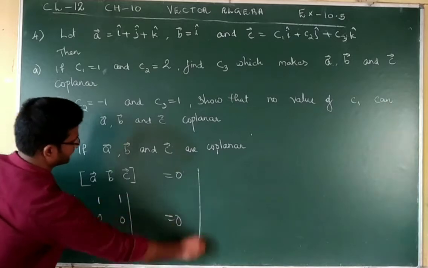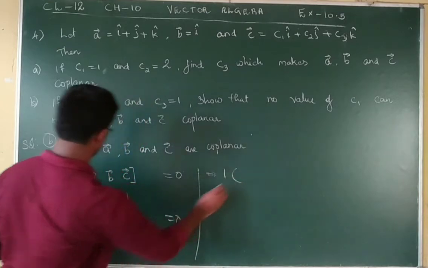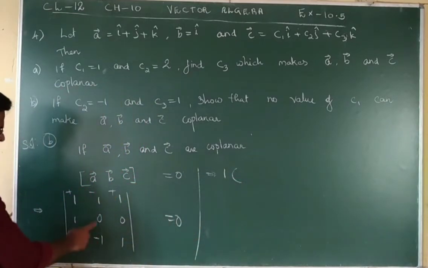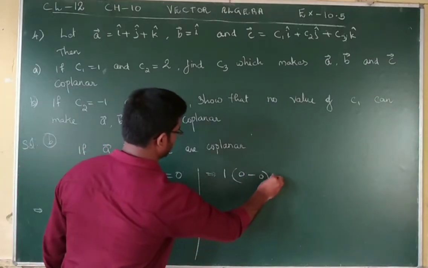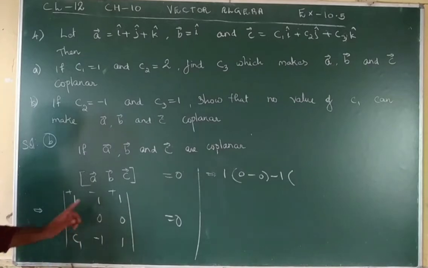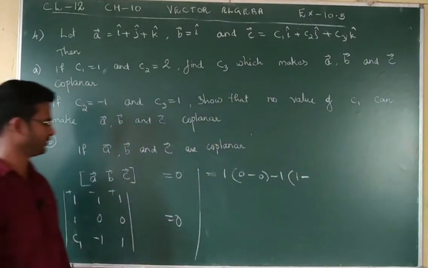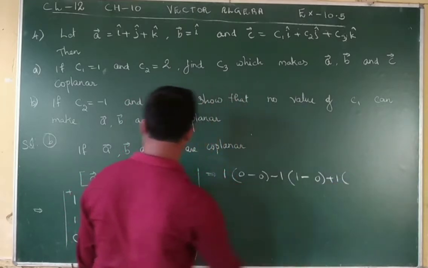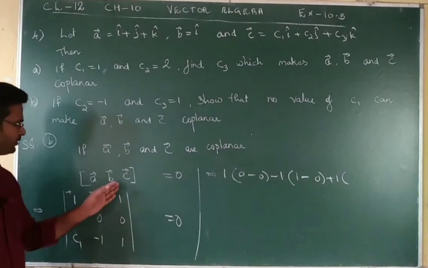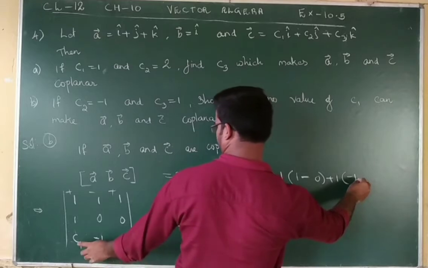Equal to 0. Now we can take determinants, and here 1 into, leave it first row, first column, then 0 into 1, 0 minus 1 into 0 is 0. Then minus 1 into, you can leave first row, second column, then 1 into 1, 1, minus C1 into 0 is 0. Plus 1 plus part, leave it first row, third column, 1 into minus 1, you will get minus 1, then C1 into 0, 0.